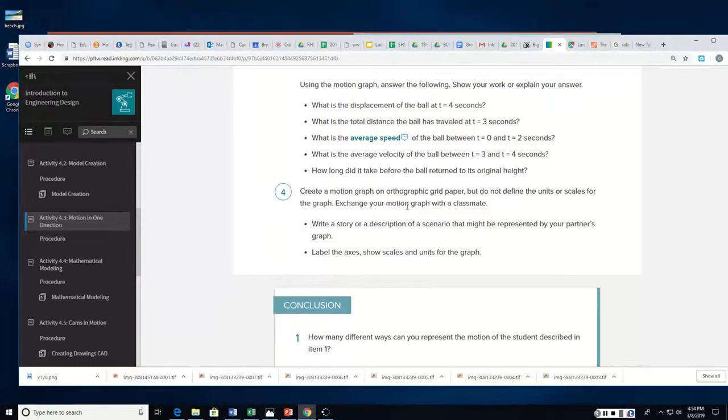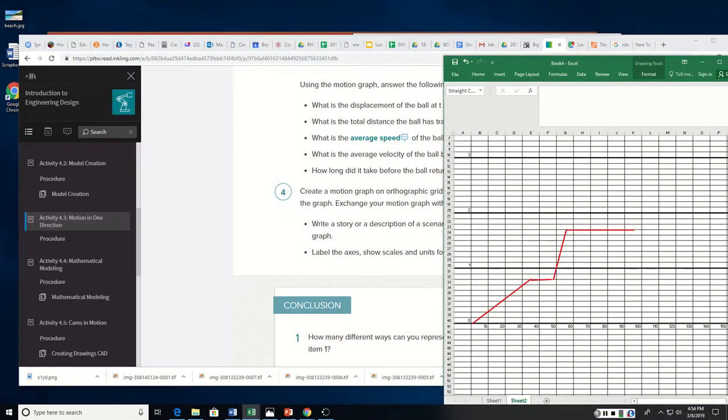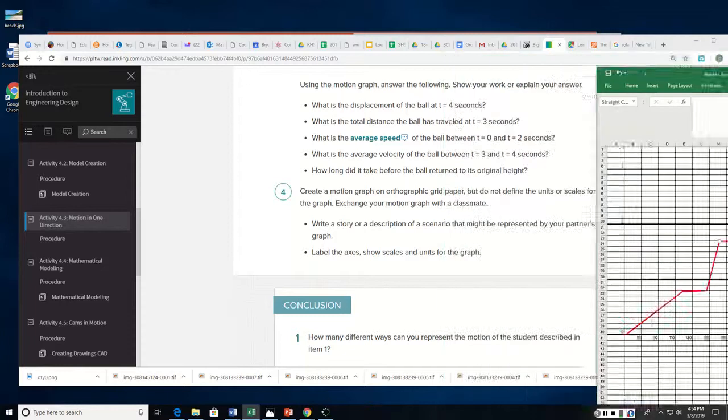So we want to create a motion graph on orthographic grid paper, but do not define units or scales. Exchange your motion graph with a classmate. Write a story or description of a scenario that might be represented by your partner's graph. Label the axes, and show scales and units for the graph. So this is an interesting thing. You draw something like this without scales on it, so without the 0, 1, 2, 3 and the 20, 30, 40 minutes here.